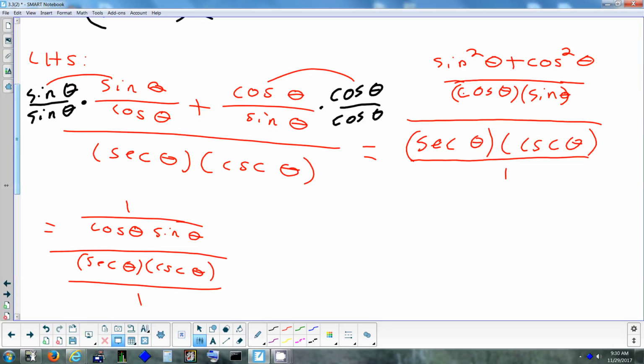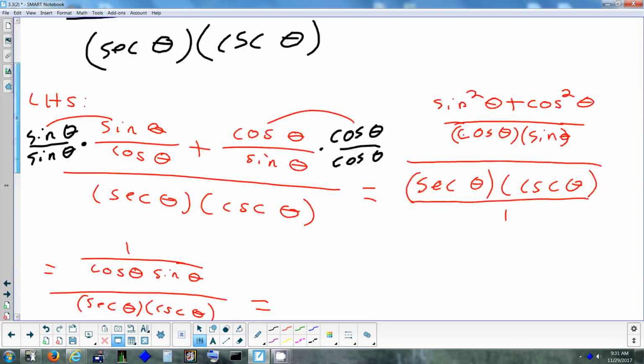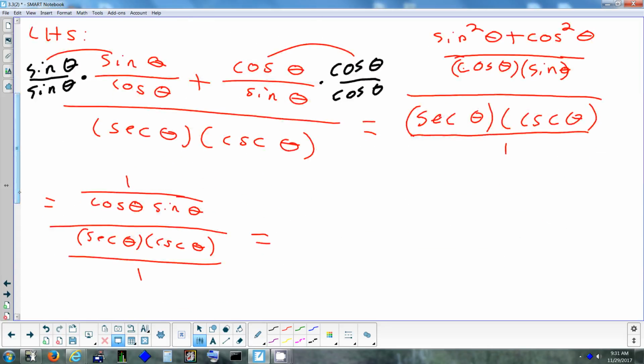All right, now leave the bottom the same. Just leave it as secant, cosecant. We haven't done anything with the bottom in the whole problem, and I don't think we're ever going to. Just keep leaving it alone. But look at the top. You have 1 over cosine and 1 over sine.